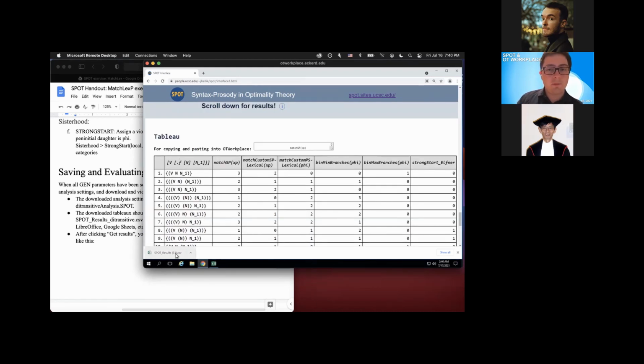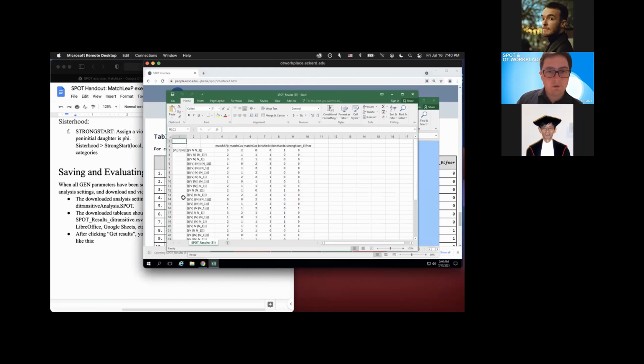Then when you press Get Results, it also should have created a CSV file. So if you open up that file, can I just get a thumbs up that everyone got a file like this and they can open it in Excel?